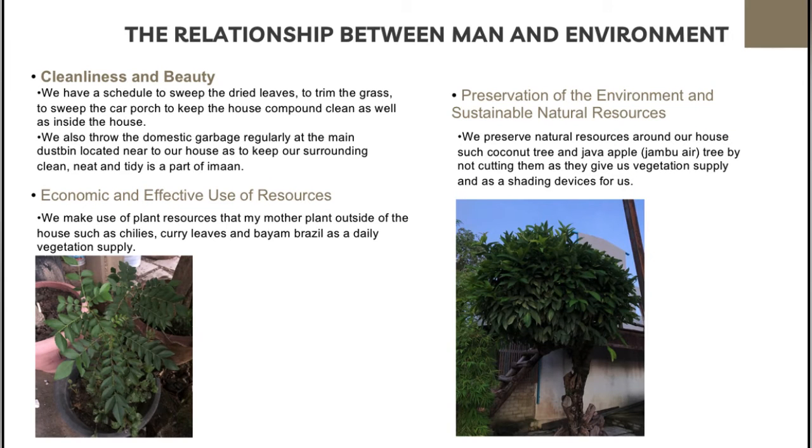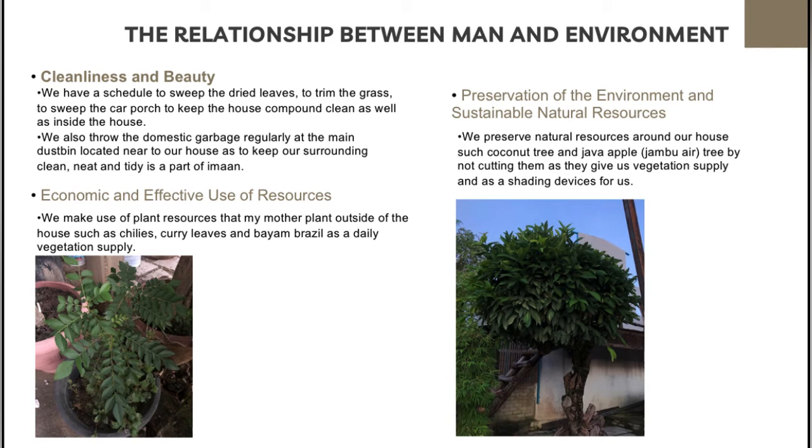So the next one is the relationship between man and the environment. The first principle is cleanliness and beauty. We have a schedule to sweep the dried leaves, to trim the grass, and to sweep the car porch to keep our house compound clean as well as the inside of the house.